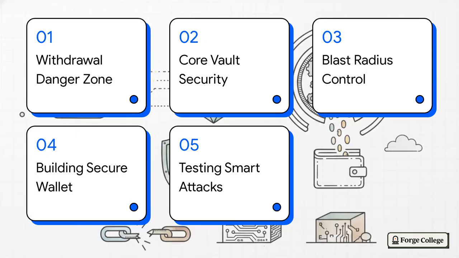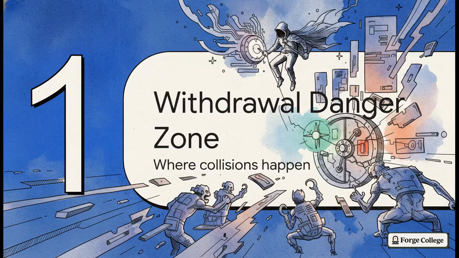Think of this agenda as our engineering schematic. We're going to cover the withdrawal danger zone, core vault security patterns, controlling the blast radius, building the secure wallet, and finally, testing against smart attacks. Let's get to work. Section 1.